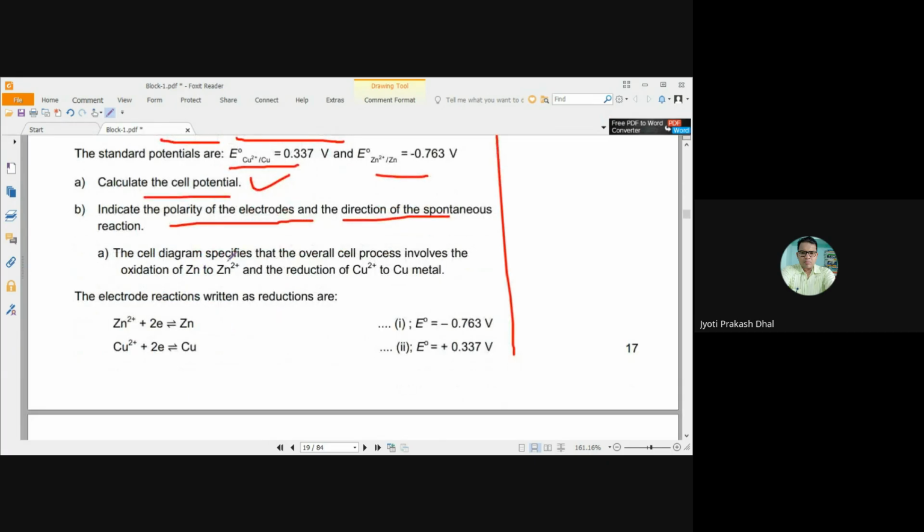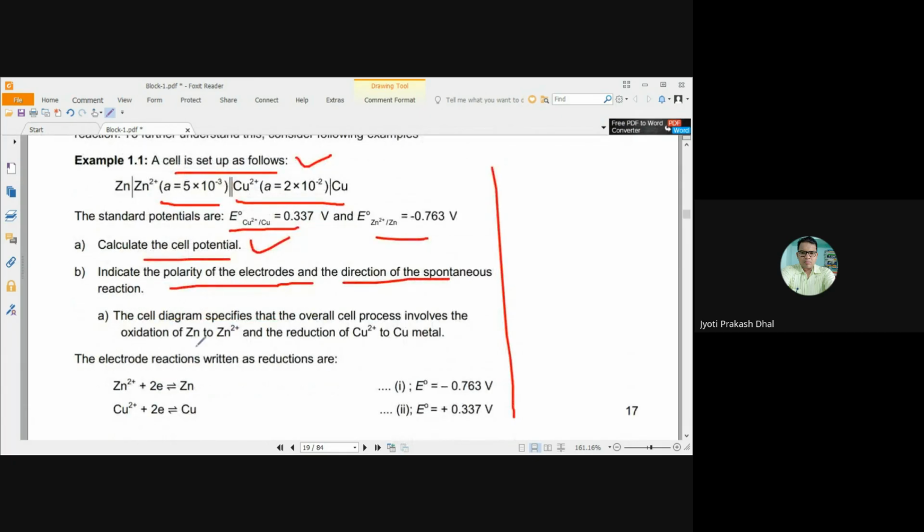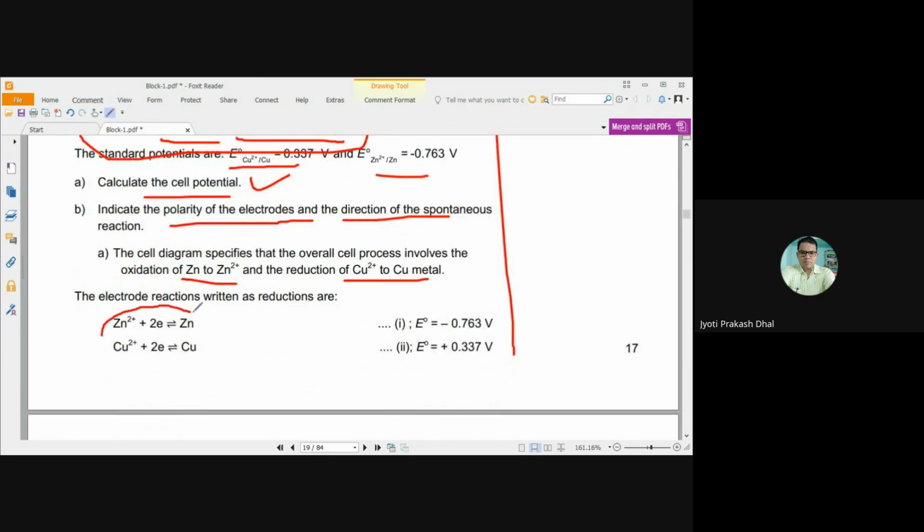So the cell diagram specifies that the overall cell process involves oxidation of zinc to Zn2+ and reduction of copper 2+ to copper metal. From this information we can see there is oxidation of zinc to zinc 2+ and reduction of copper 2+ to copper metal. So the electrode reactions can be written as Zn2+ + 2 electrons giving zinc metal, zinc 0. Similarly, Cu2+ + 2 electrons giving copper 0.